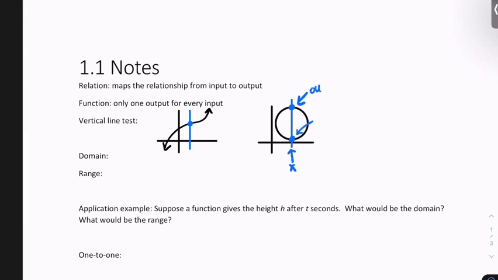So output, output, and there's the one input. So if there are two outputs for one input, then we say this is not a function. This one is a function over here.